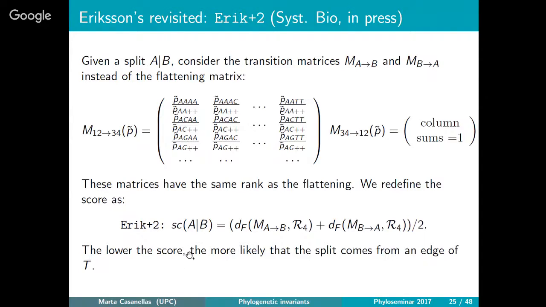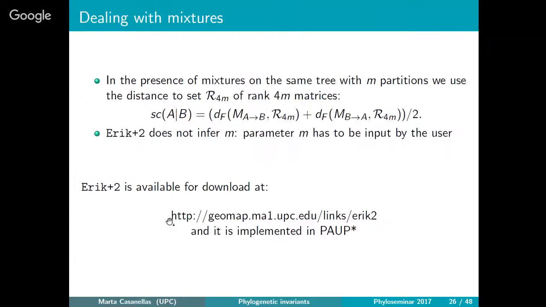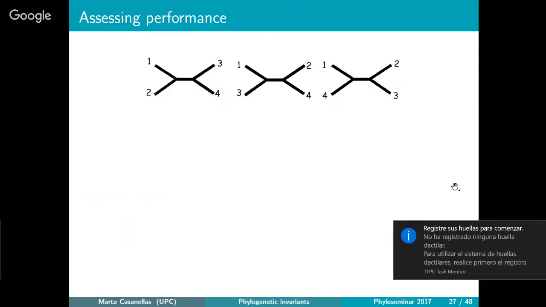So the lower this score is, the more likely it is that this split A from B comes from an edge of the tree. Okay. We can do this not only for rank 4 matrices, but for rank 4 times m matrices, in order to use this method for mixtures. So I would do the same, but instead of computing a distance to rank 4 matrices, a distance to rank 4m. Okay, sorry.